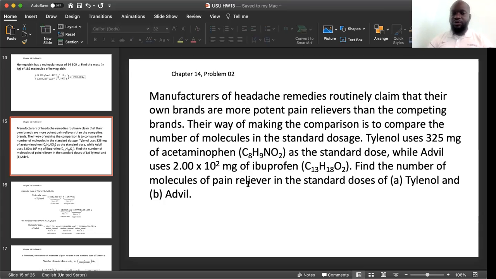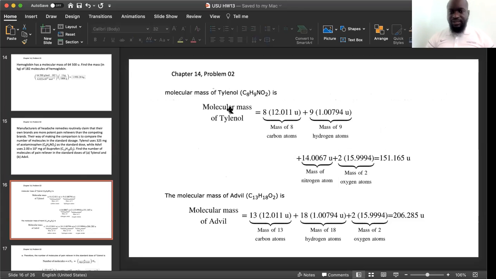So find the number of molecules of pain reliever in the standard doses of both A and B, Advil and Tylenol. So let's see how that works. First of all, let's get the molecular mass of Tylenol. 8 times carbon, 12.011 u, plus hydrogen, 1.00794 u times 9. Nitrogen is 14 point something. So we're going to add all these masses, and oxygen times 2, we get this.